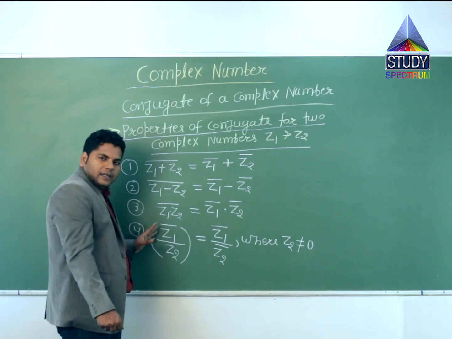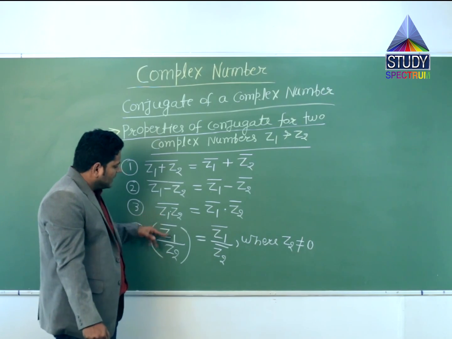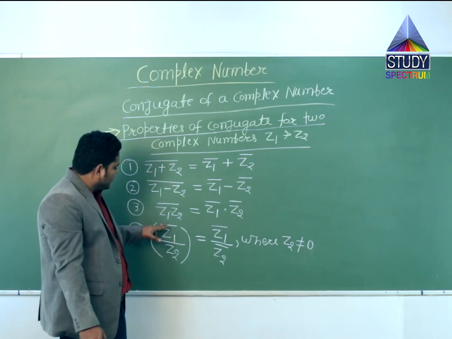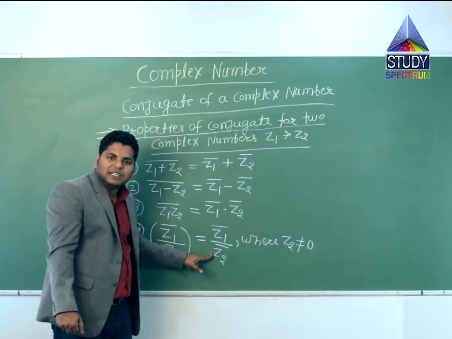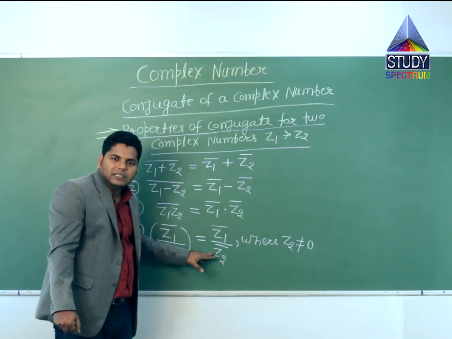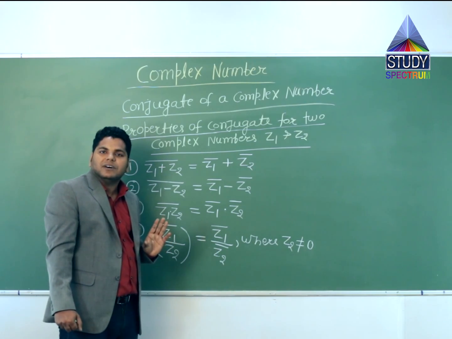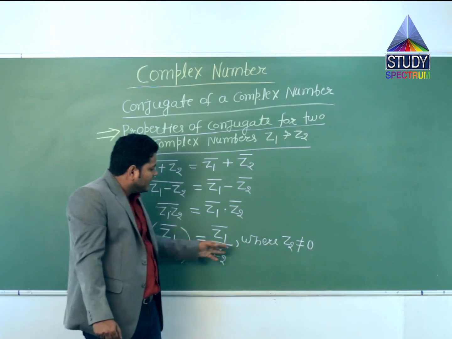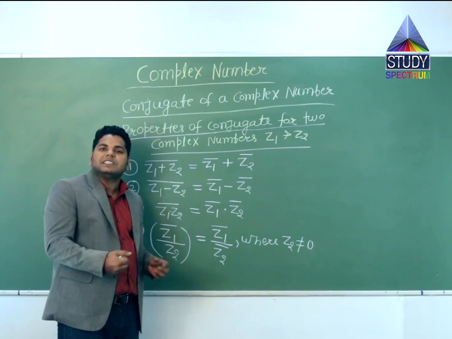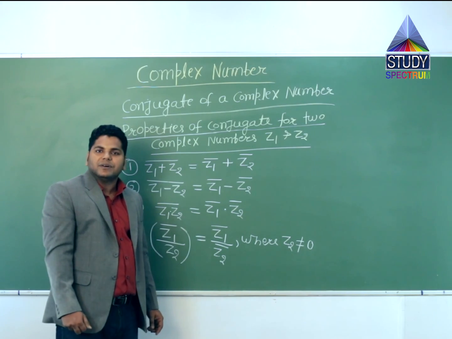In the same way, Z1 by Z2 whole bar is equal to Z1 bar by Z2 bar. Here we are distributing this bar sign to both complex numbers, and since it was written in division, we have put them in division. Here, provided Z2 is not 0, because if Z2 is 0, then Z1 by Z2 will not be defined.